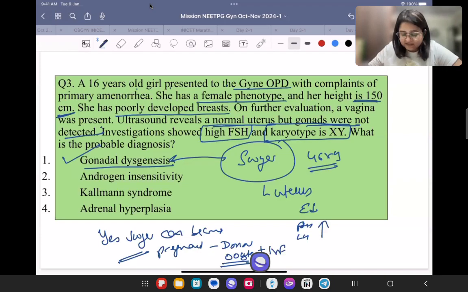Why not, see? Kallmann में FSH क्या होगा? Aishwarya, what will happen to FSH? It's a hypothalamic problem in Kallmann. FSH is going to be low. Kallmann or hypothalamic disorders will be hypogonadotropic hypogonadism.